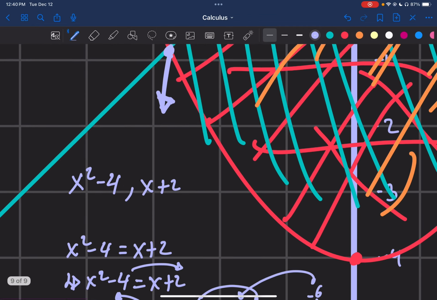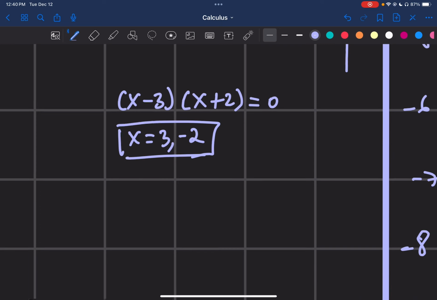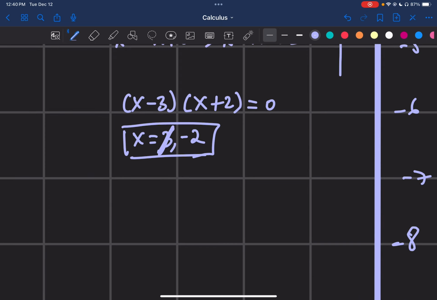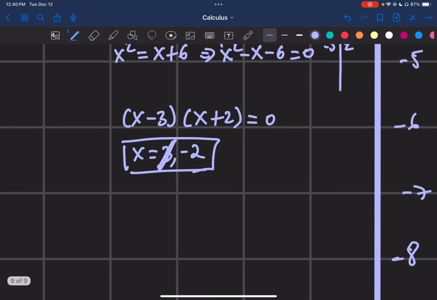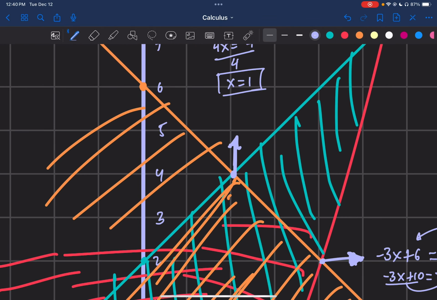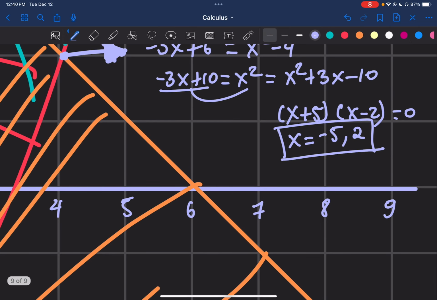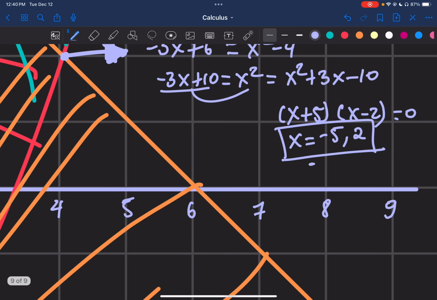When we look at this graph, we can see that this point here is actually on the negative side of the x-axis. So this point 3, we don't need to use it. We're going to start using 2. And here at the top, the one we just found, 1, that's perfectly fine. And the one we recently found was x is equal to negative 5 here, and then 2.